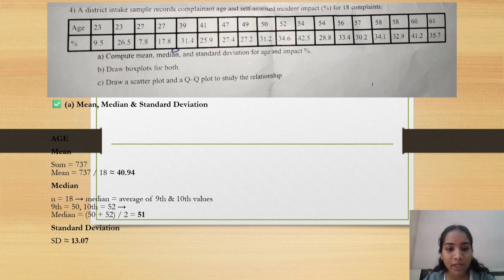Then the median for age. For 18 values, the median is the average of the 9th and 10th values in sorted order. So the 9th value is 50 and the 10th is 52. So the median will be 50 plus 52 divided by 2, that is 51 years. Now we calculate the standard deviation. Standard deviation measures spread. Using the formula of sample variance, the standard deviation comes out to approximately 13.07. So this shows the ages vary quite widely around the mean.